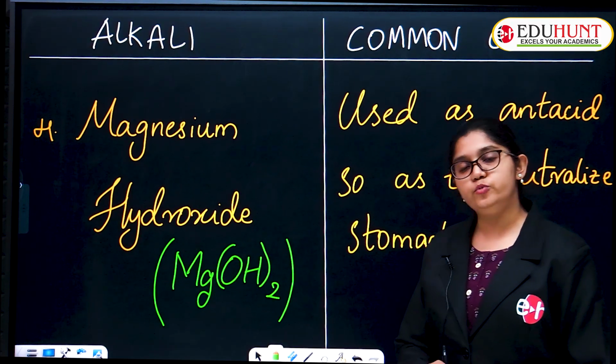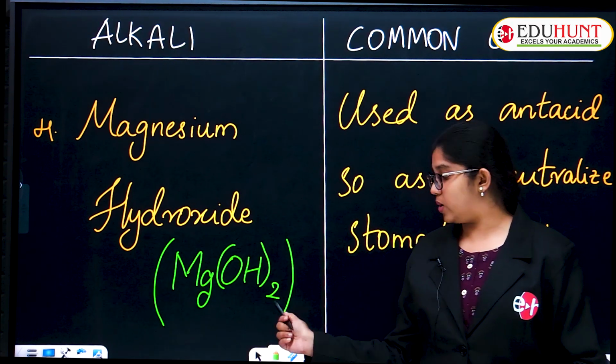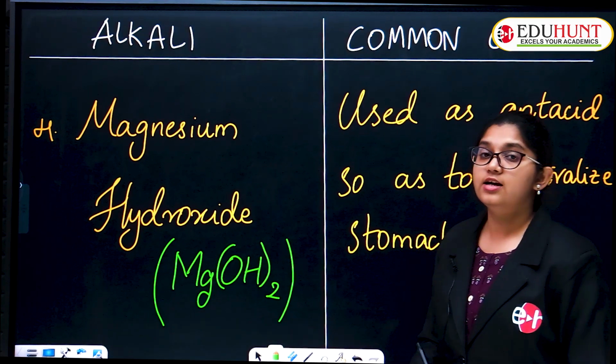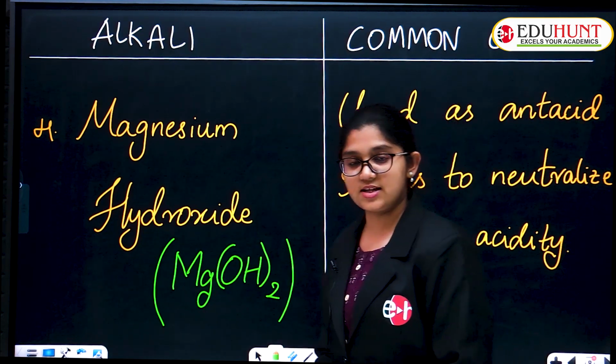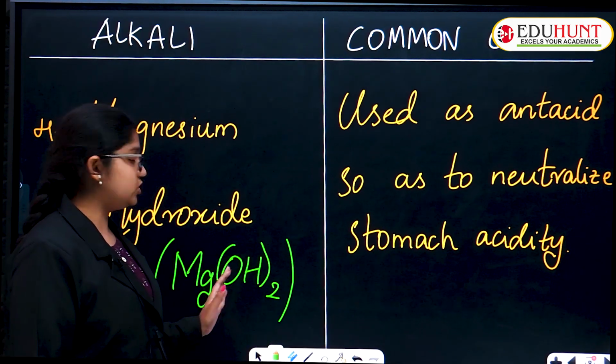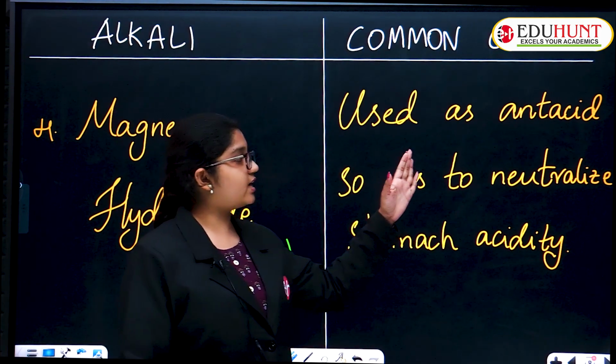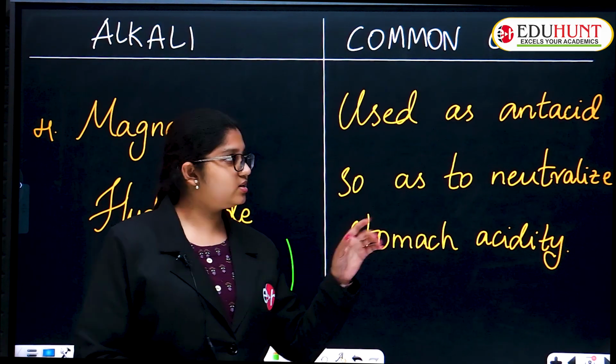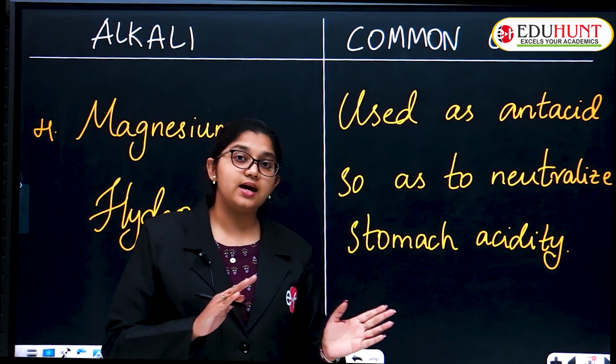Formula: MgOH twice. Okay. Now, this magnesium hydroxide also has some common use. We will see what that is. This magnesium hydroxide is used as an antacid. Now, what is an antacid?